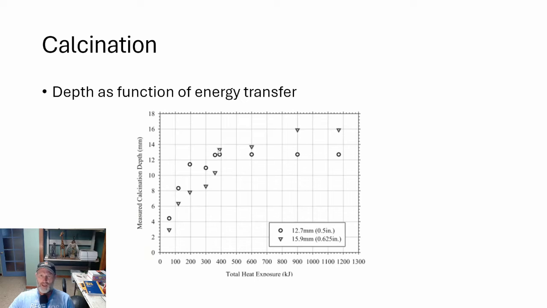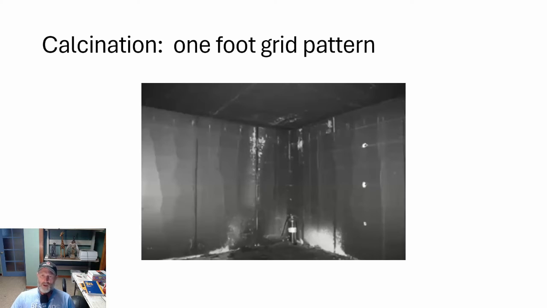But you can see that 16 millimeter, 5/8 inch gypsum is going to last longer. And the reason it lasts longer, as on that second slide, is basically the chemical dehydration process. You're basically losing water, and that's why sheetrock is such an exceptional fire protection material.